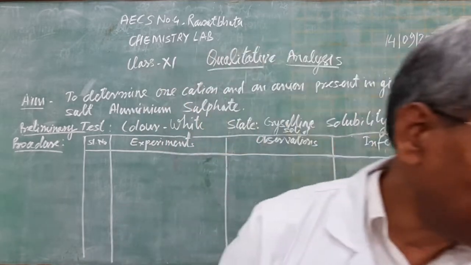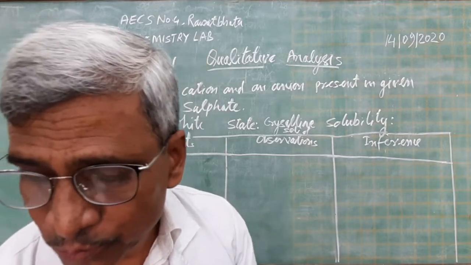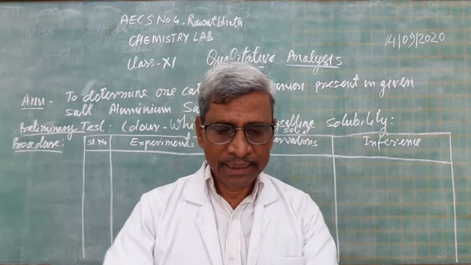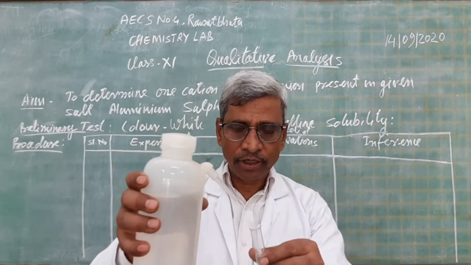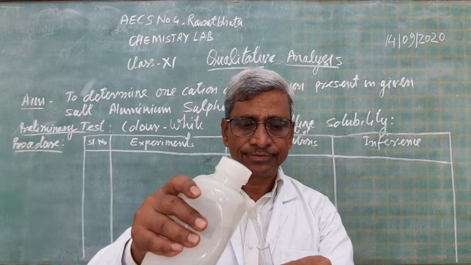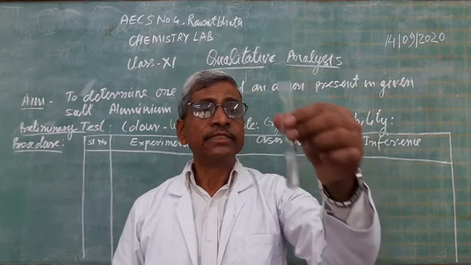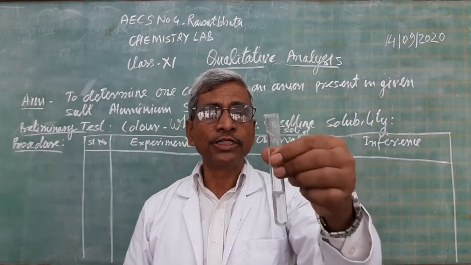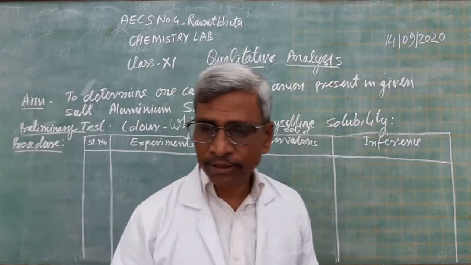For that, we have to take a test tube. Here is the test tube. Take some salt in the test tube. Here is the salt. And add water to this. Here is the water bottle. Add some amount of water to this salt and try to dissolve it. The salt is going to disappear. That's why we can say that this salt is water soluble.